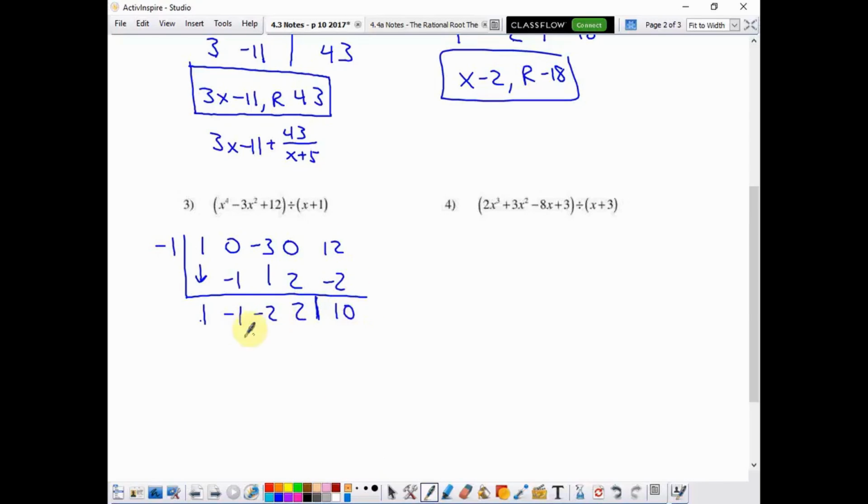Remainder, constant, x squared, x cubed. So I have 1x cubed minus 1x squared. I don't have to write that 1. So minus x squared minus 2x plus 2 with a remainder of 10.